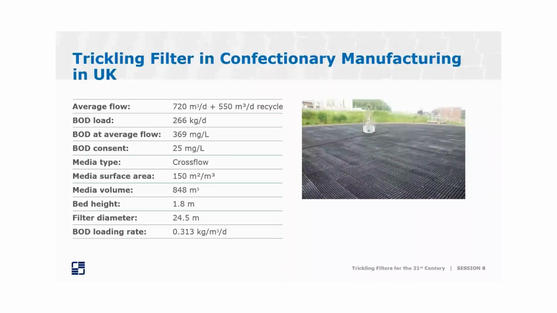So with this system, that's where the media had been put in. They hadn't put the arms on the distributor yet. That was to follow. The average flow coming in was 720 cubic meters a day, and it was supplemented by recycle. This is because the flow varied quite a bit during the week and at the weekends. So recycle compensated for that.